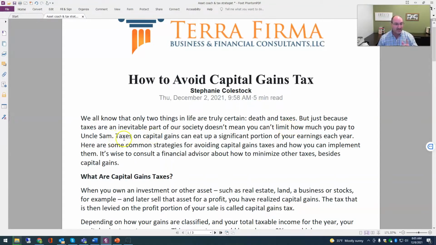Okay, now taxes on capital gains can eat up a significant portion of your earnings each year. Maybe, depends on your assets, and they'll talk about this. Here are some common strategies to avoid capital gains taxes and how you can implement them. It's wise to consult a financial advisor, blah, blah, blah. Now, let's talk about this: a significant portion of your earnings each year.